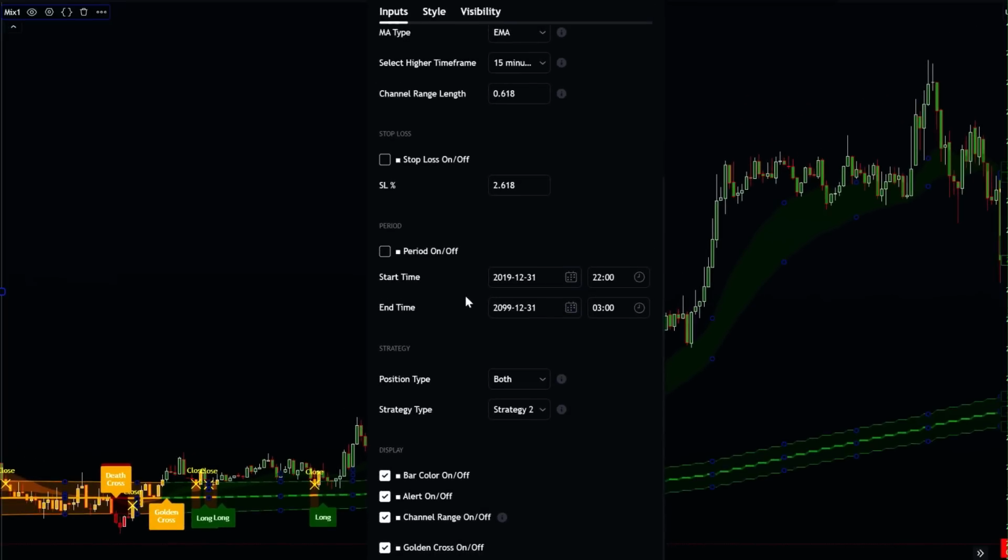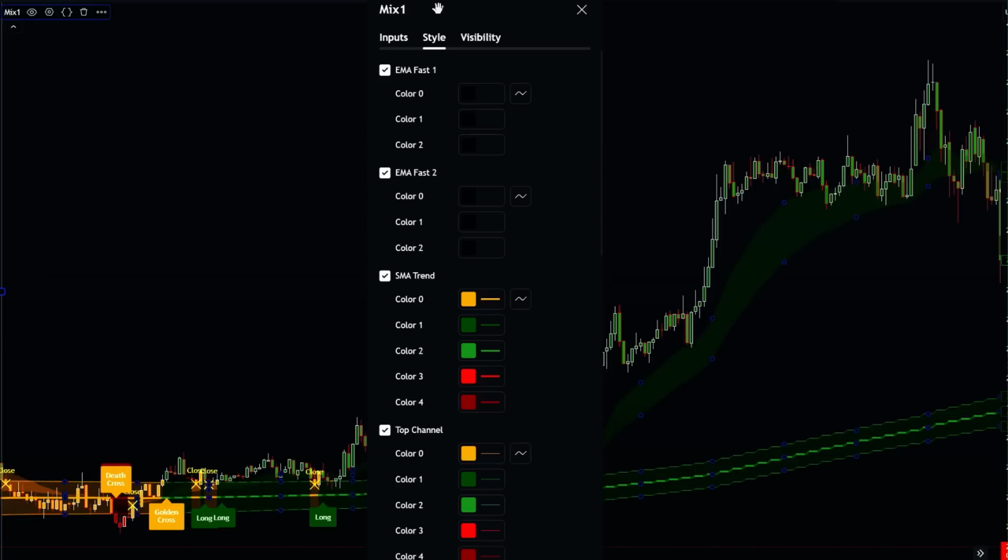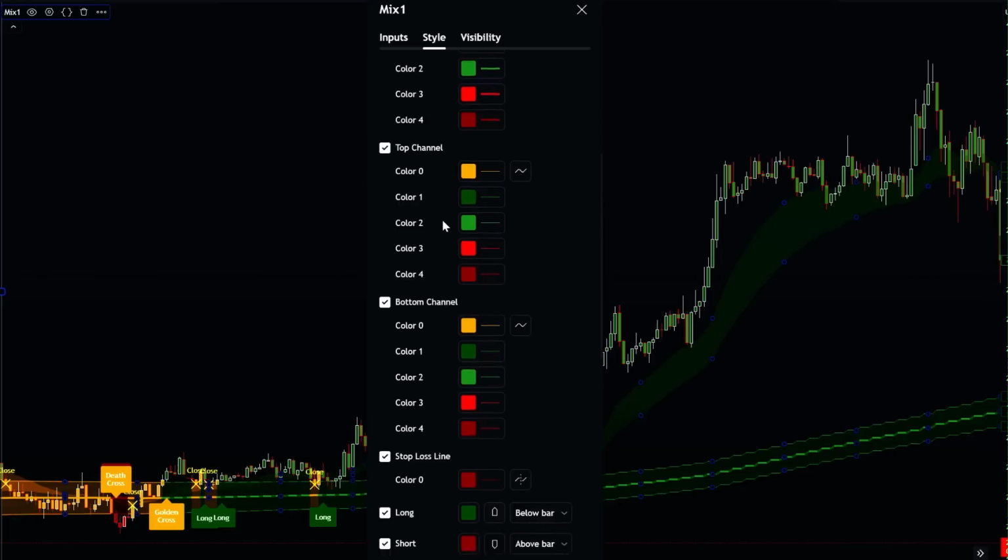Lastly, feel free to personalize the appearance of the indicator in the style section. Have fun experimenting with colors and style until it perfectly suits your preferences.